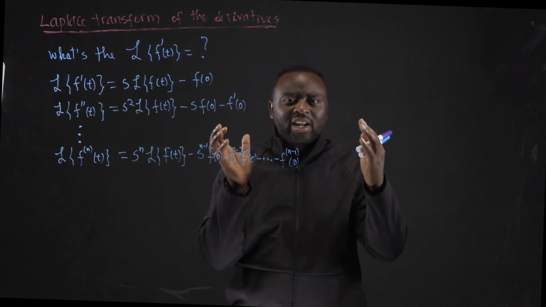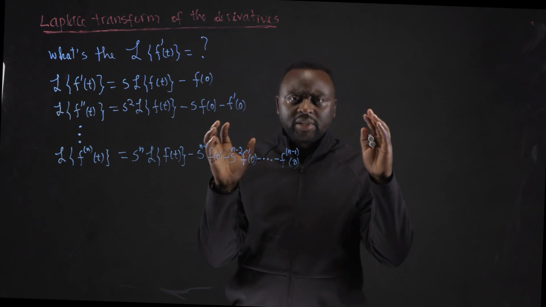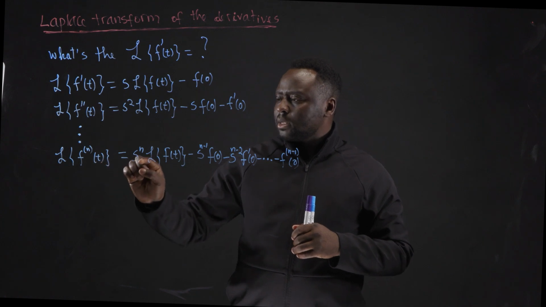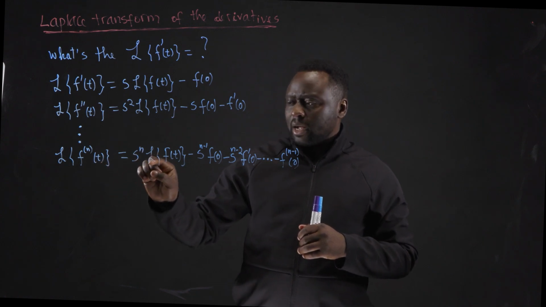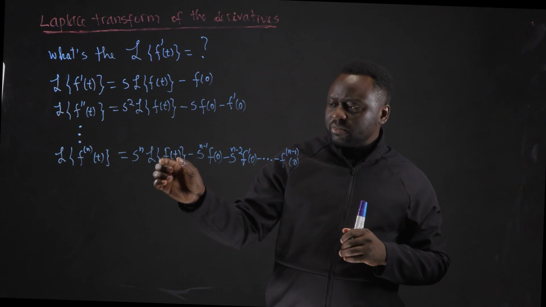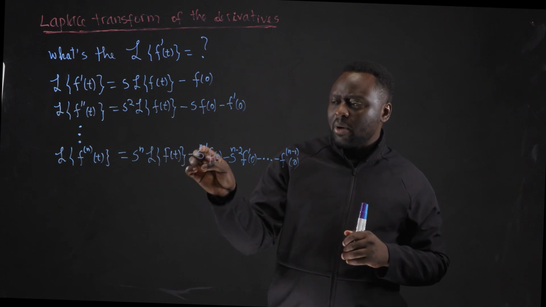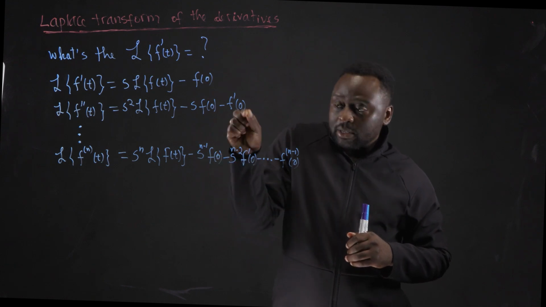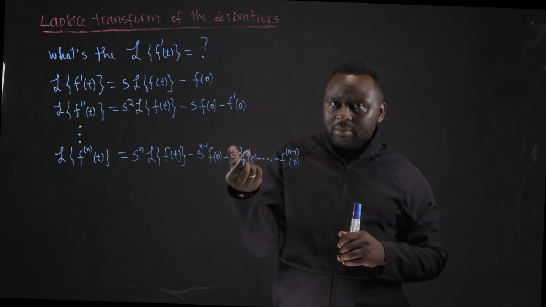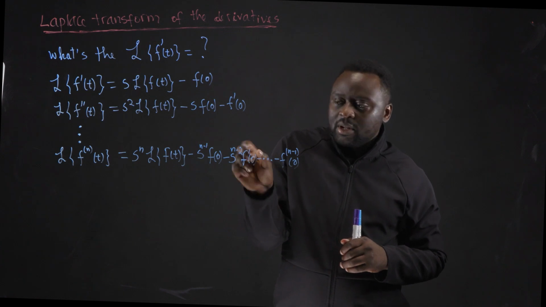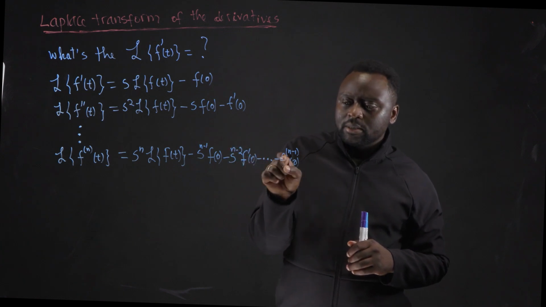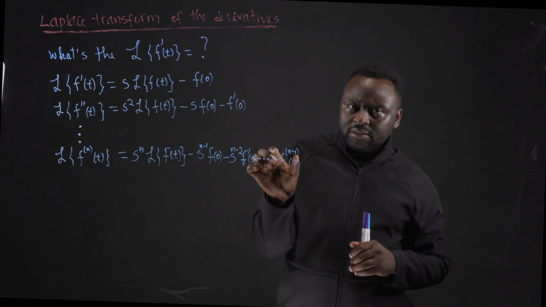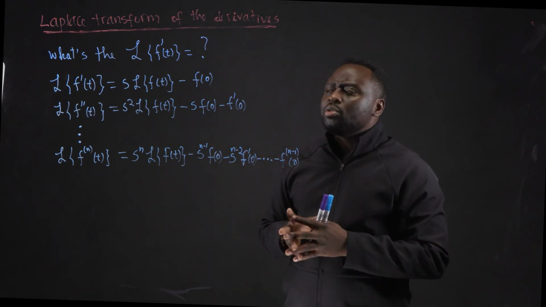Then if you want to generalize this, we go to the nth derivative, okay? For the nth derivative, the Laplace transform is s to the power n times the Laplace transform of the original function f of t, minus s to the power n minus 1 times f of 0, minus s to the power n minus 2 times f prime of 0, minus and so on, minus the (n minus 1)th derivative of f at 0. This is what we have to know.